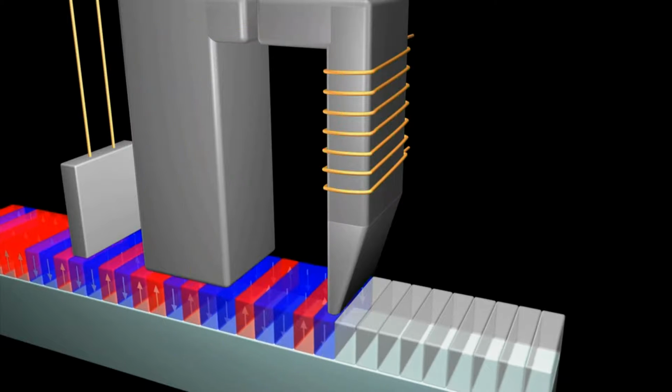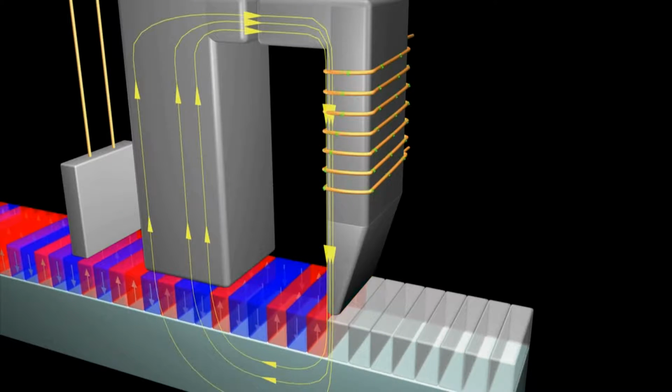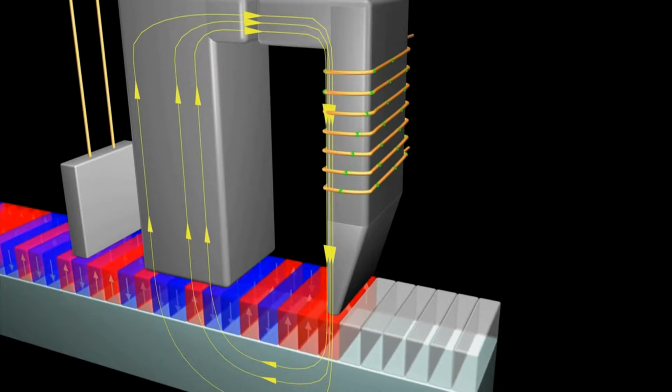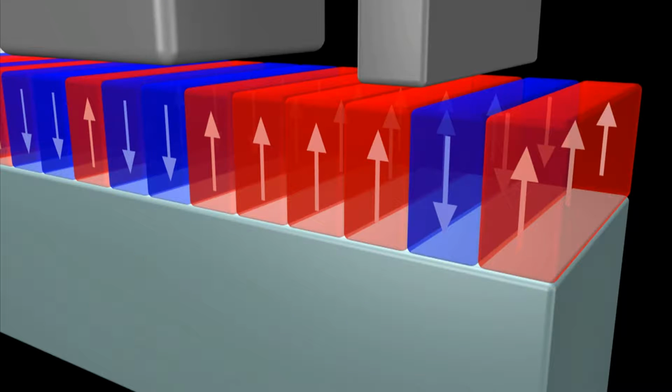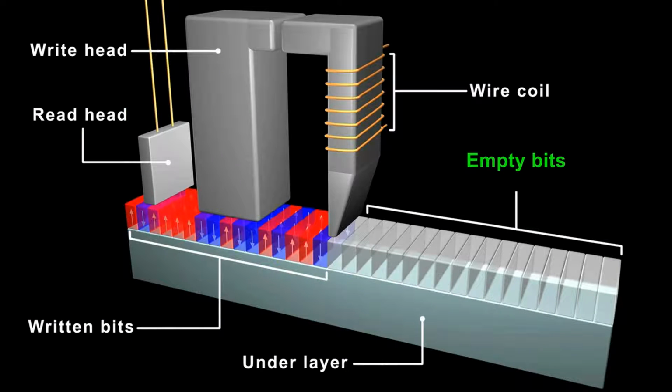Every red, blue, or gray block in this picture is a bit. The red blocks have north poles facing up, and the blue blocks have north poles facing down. These are what the computer recognizes as ones and zeros. Gray blocks are the empty bits that have not yet been magnetized.